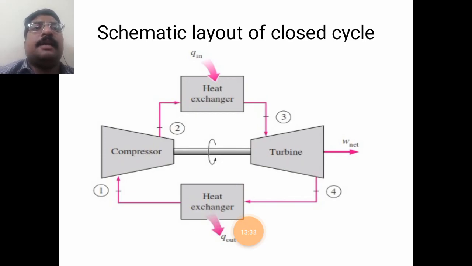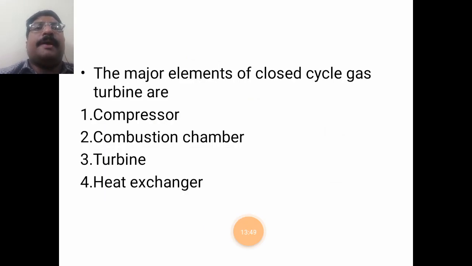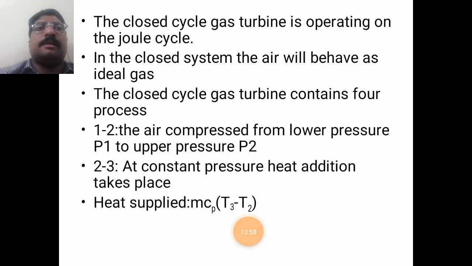Here, process 1-2 is the adiabatic compression process, 2-3 is the constant pressure heat addition process, 3-4 is the adiabatic expansion process, and 4-1 is the constant pressure heat rejection process. The major elements of the closed cycle gas turbine are the compressor, combustion chamber, turbine and heat exchanger. The closed cycle gas turbine operates on the Joule cycle.